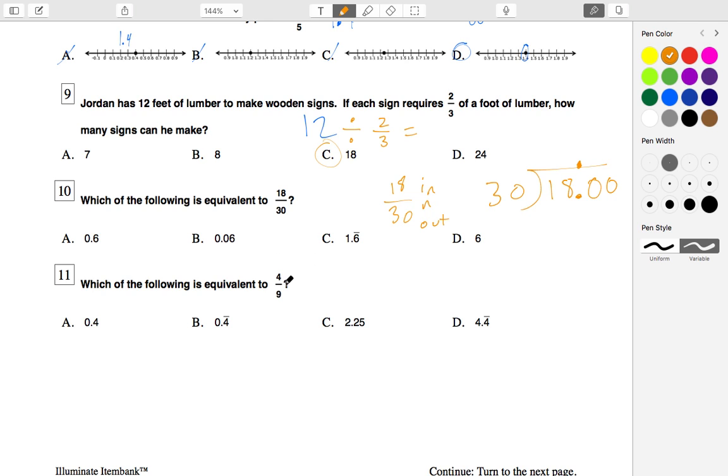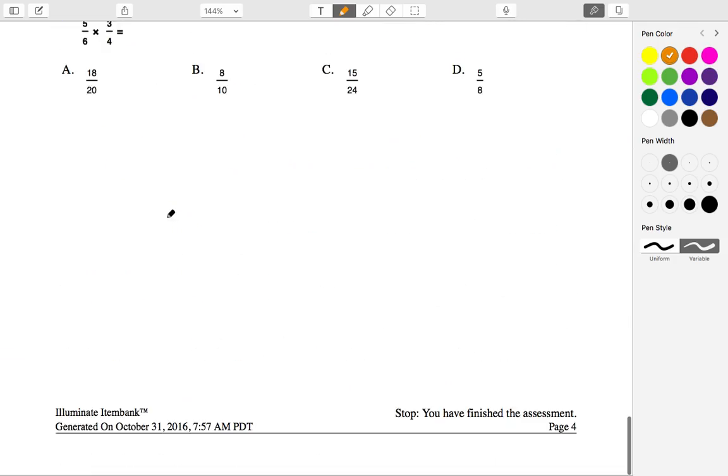Which of the following is equivalent to 4 over 9? Same thing, so you're going to do this one for homework. This is your in and out. Alright, and then we will have the rest of the answers in another video. So that's half of it, part 1.